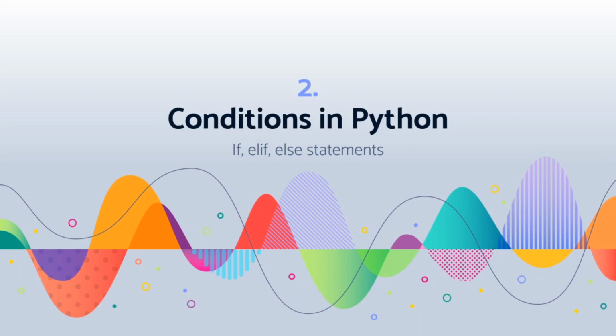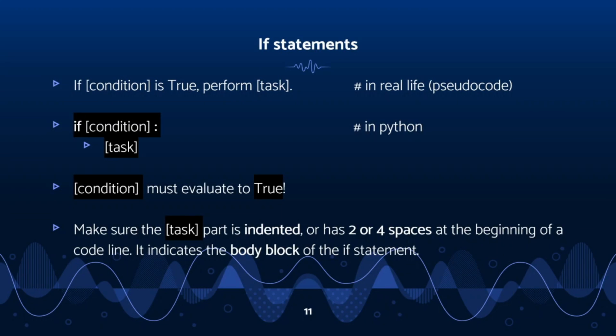Let's apply this structure in Python by using the if, elif, else keywords. If condition is true, perform a task. If our pseudocode or fake verbal code looks like this, in Python, its structure is: if condition, enter, task. In order for the task to be performed, the condition must evaluate to true. Also make sure that the task part is indented, or has 2 or 4 spaces at the beginning of a code line. It indicates the body block of the if statement.